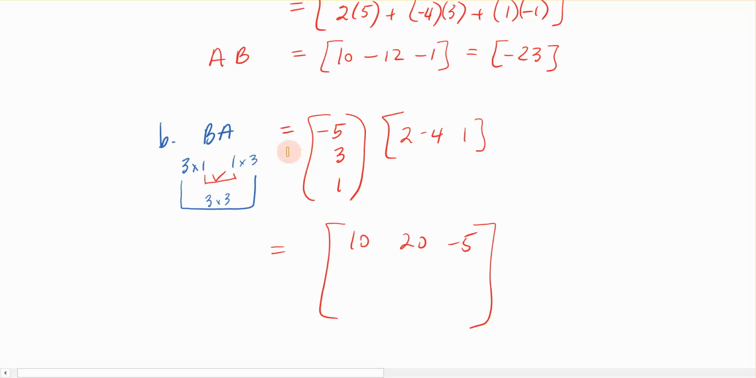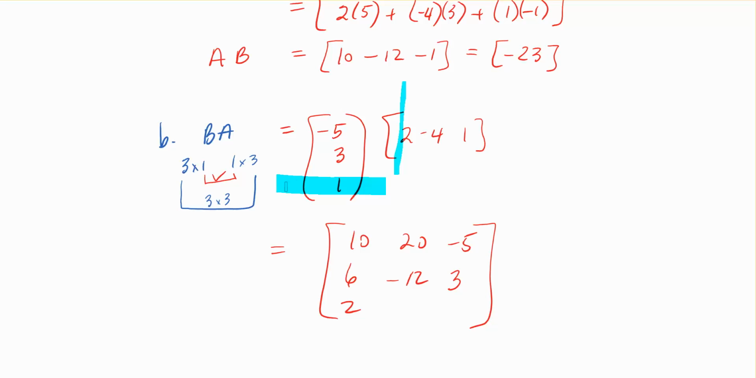And we start over. I have row 2, column 1. Row 2, column 1 is going to be 6. Now I have row 2, column 2. That's going to be negative 12. Row 2, column 3 would be positive 3. So you can see that we now have 2 rows of my 3 by 3. Finally, we're going to do row 3, column 1. It's a repetitive process. You just have to remember the order. So 1 times 2 is 2. Row 3, column 2 would be negative 4. Row 3, column 3 would be positive 1.